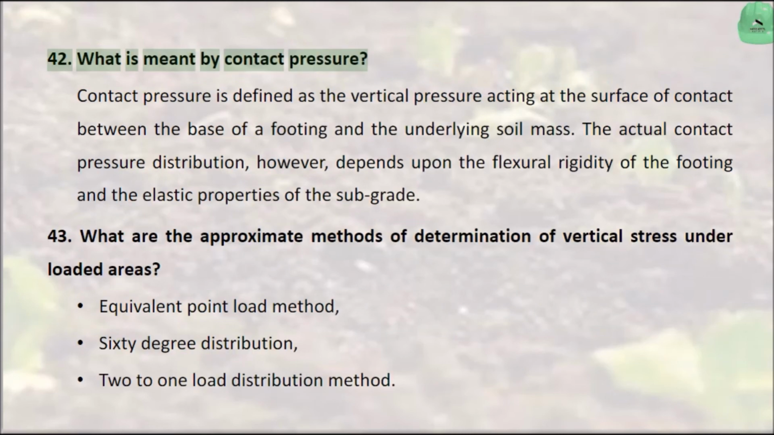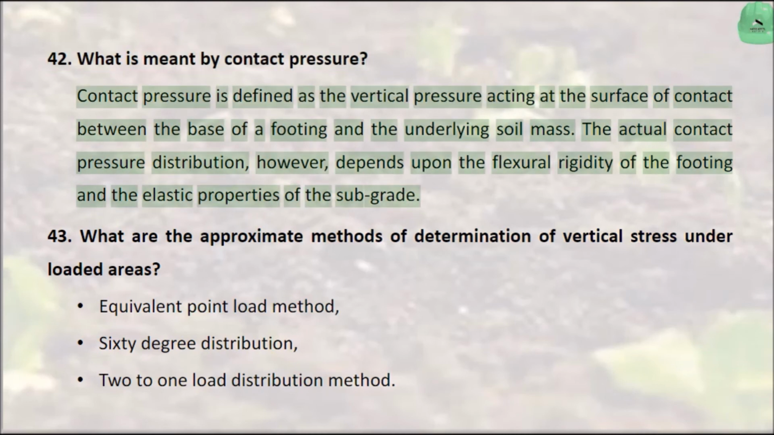What is meant by contact pressure? Contact pressure is defined as the vertical pressure acting at the surface of contact between the base of a footing and the underlying soil mass. The actual contact pressure distribution, however, depends upon the flexural rigidity of the footing and the elastic properties of the subgrade.